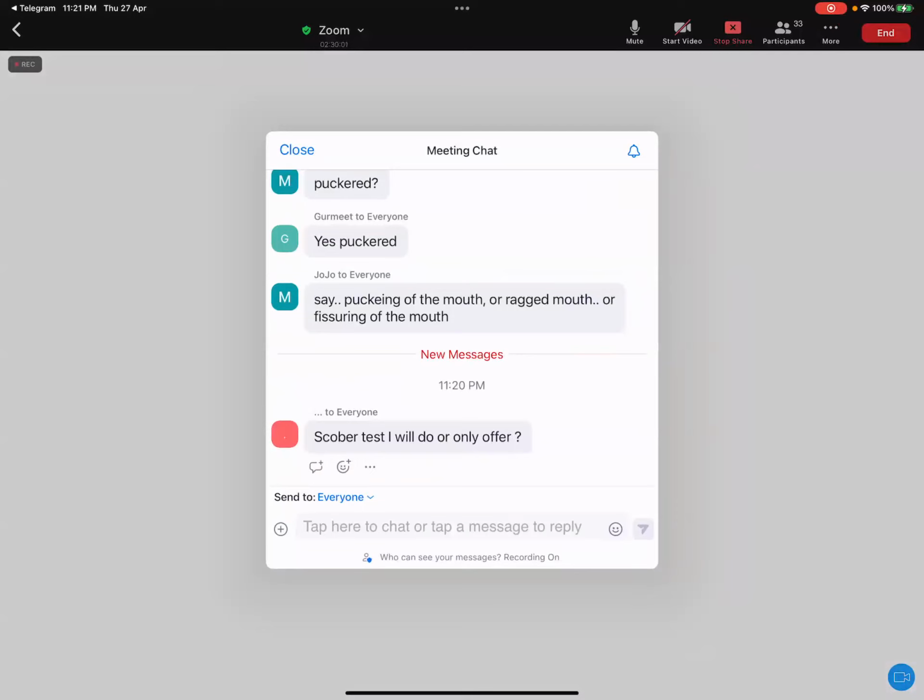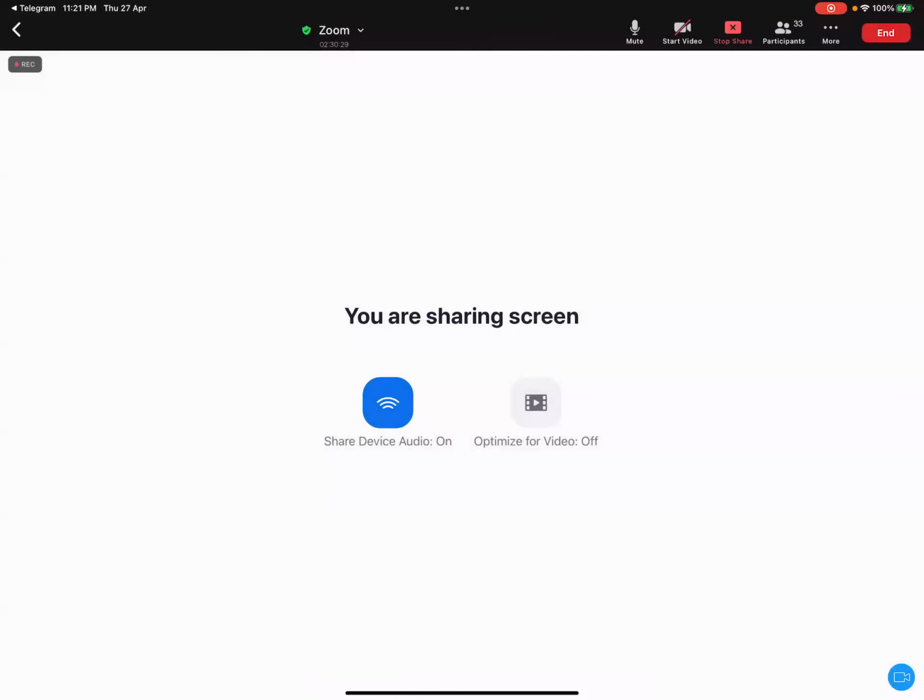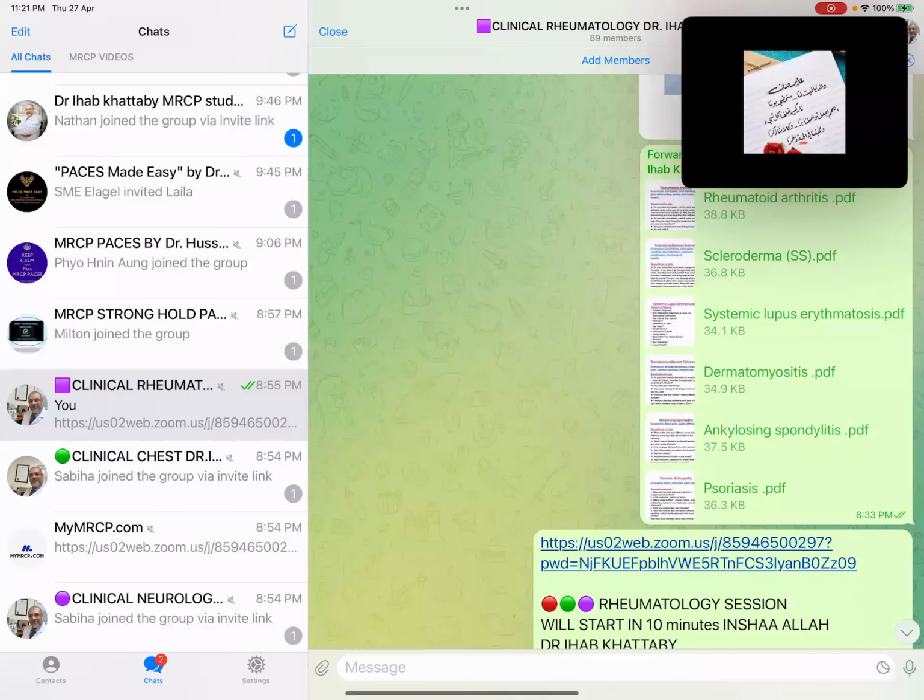Should I do the Schober test or only offer it? Actually, you should do it. You should do the Schober test, because these are the two tests that are specific to the case. So in case of ankylosing spondylitis, do the occiput wall and do the Schober test, because these are the two tests specific to ankylosing spondylitis. I hope this covers all the rheumatological diseases.